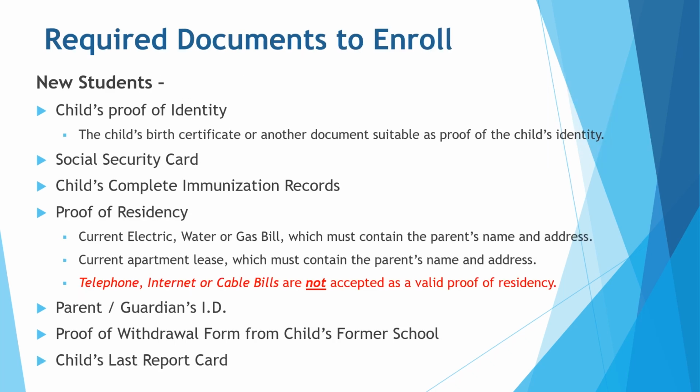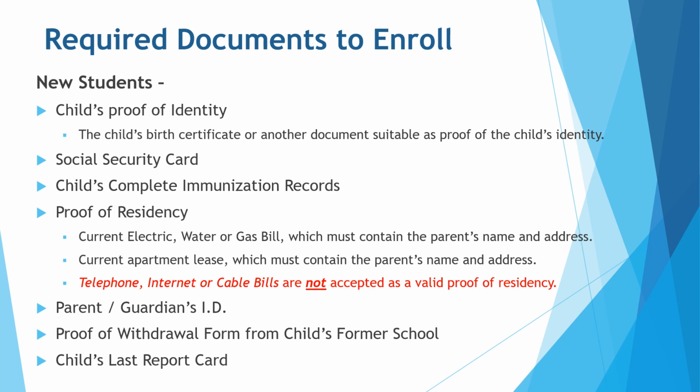Now we are going to cover required documents to enroll a student in RISD. For new students, a parent or other person with legal control of a child who enrolls a child in the district must provide child's proof of identity, which is the child's birth certificate or another document suitable as proof of the child's identity. If the parent certifies that the birth certificate is not available, RISD will accept a valid passport, hospital birth record, church baptismal record, adoption record, or other legal document that establishes the child's identity. You can find this information on the RISD online enrollment website.